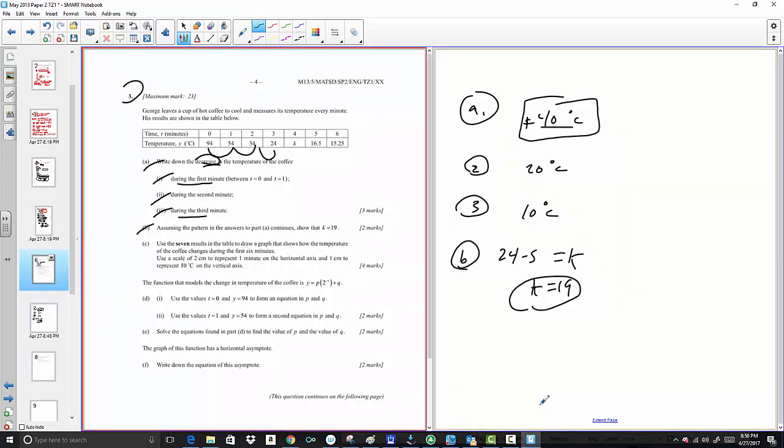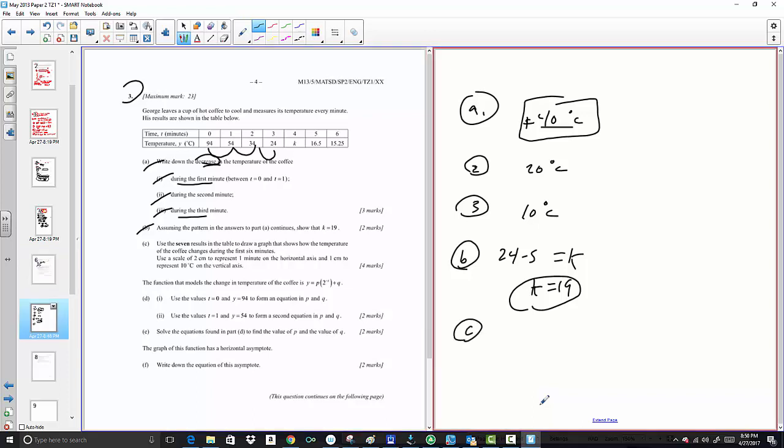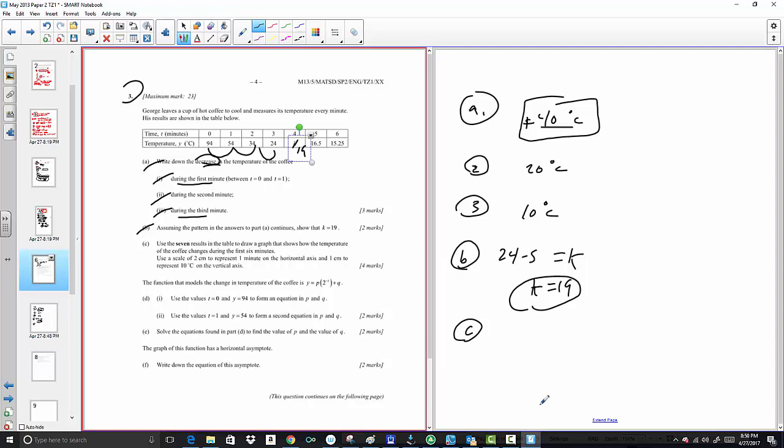Interesting question, right? So we're going to do part C. Use 7 results in the table. Use the 7 results we have. That's true because we started at 0, so we go up to 6. There's 7 results. We know that this one is actually 19 now, right?